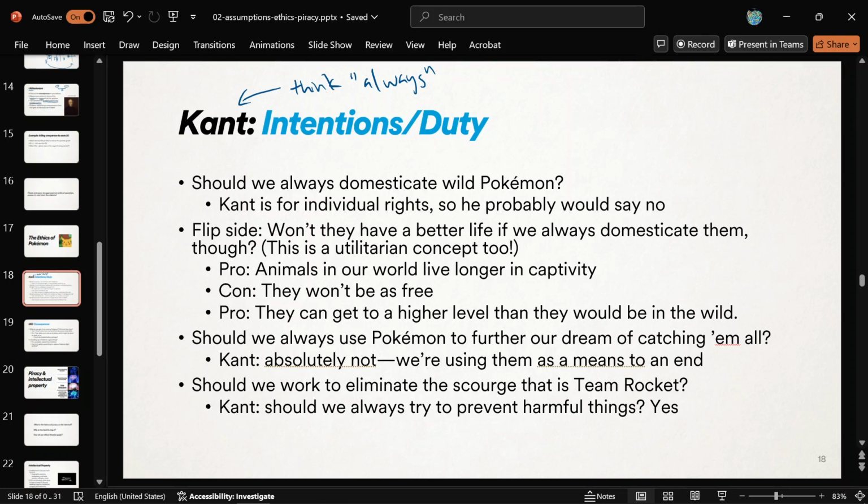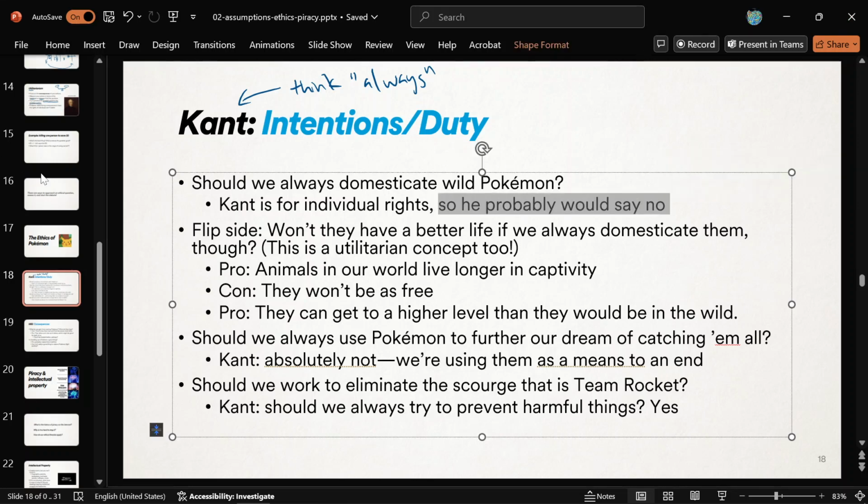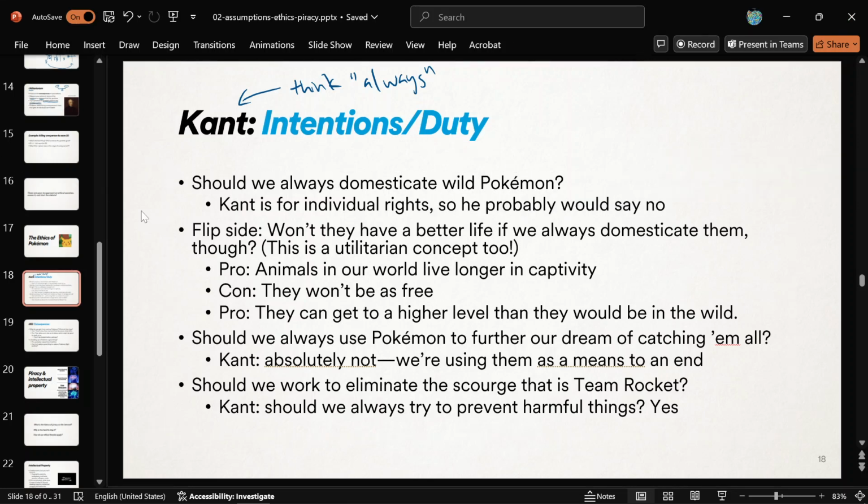For sure. He would say, no, I don't think so. We should not always domesticate wild Pokemon. Therefore, nobody should ever be a Pokemon trainer. That's what he would say. Though, you can still use Kantianism a lot of the time to argue the opposite. Again, there's no right answer. This just gives you firepower.